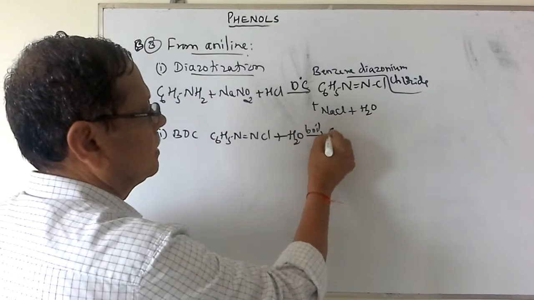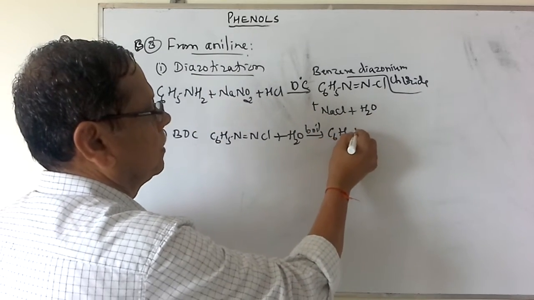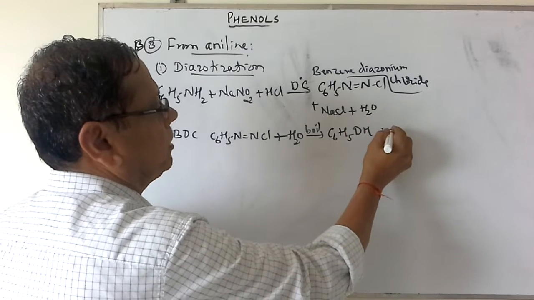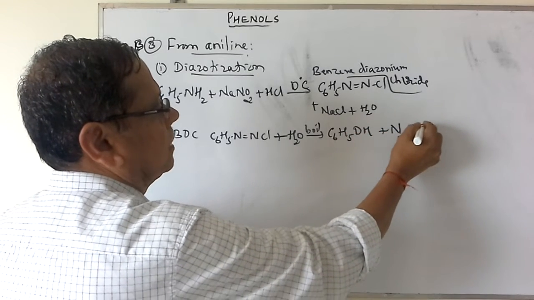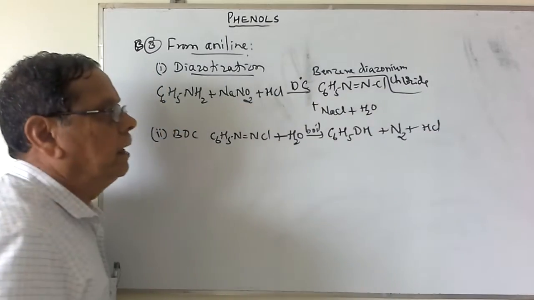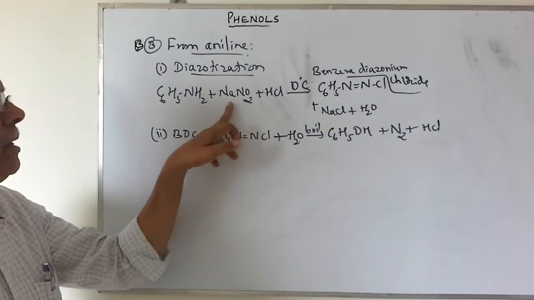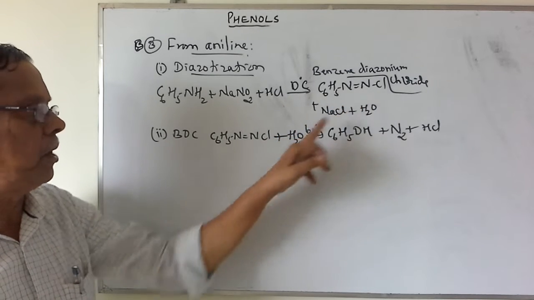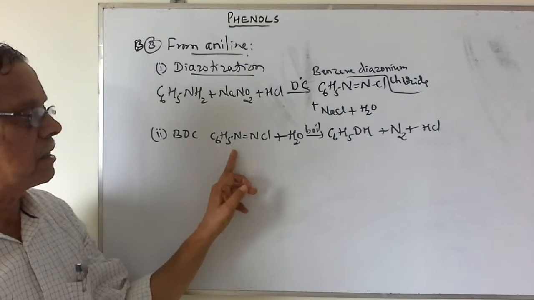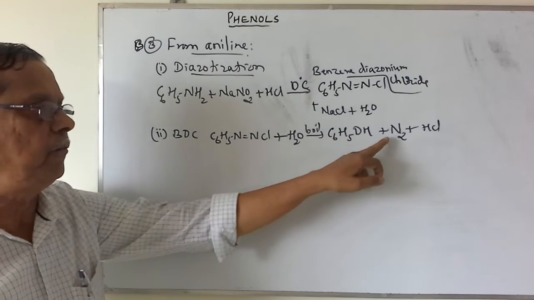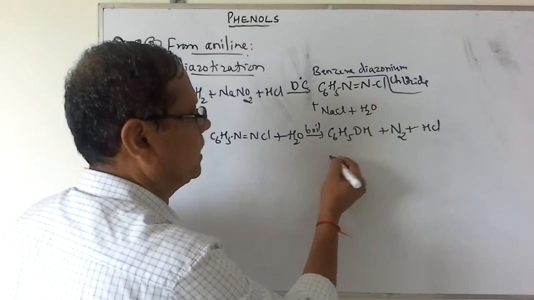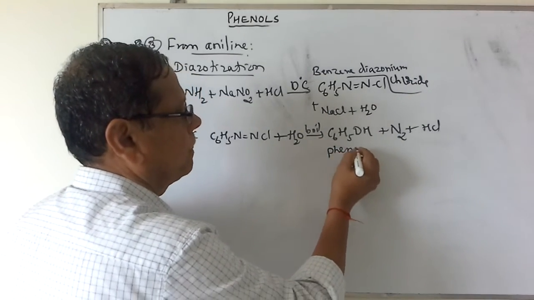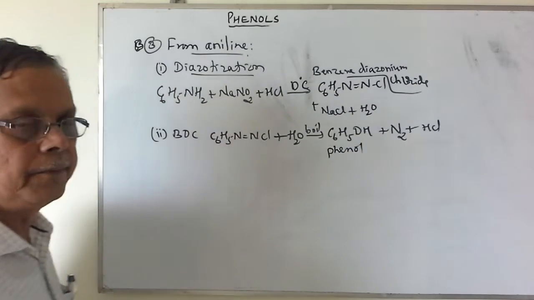We get C6H5OH along with the liberation of nitrogen gas and HCl. Anyhow, we are using dilute HCl and sodium nitrite solution. In this one we get benzene diazonium chloride as a solution. This solution itself is boiled to get the phenol with the liberation of nitrogen and HCl. This is phenol. This is the second step.